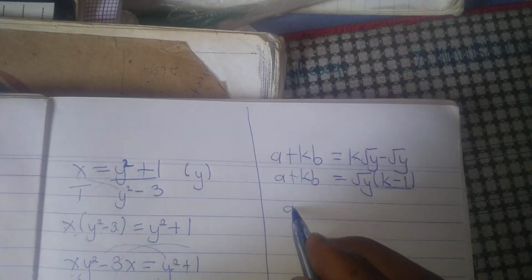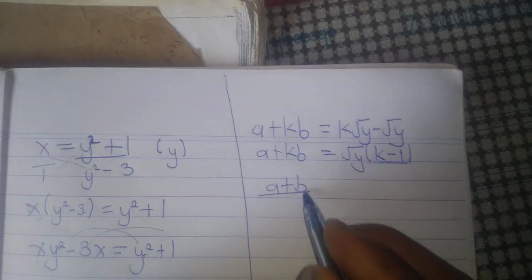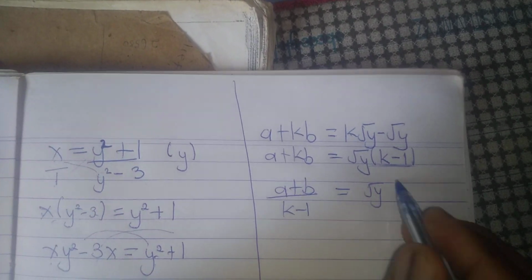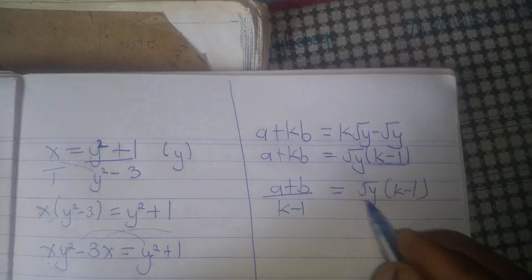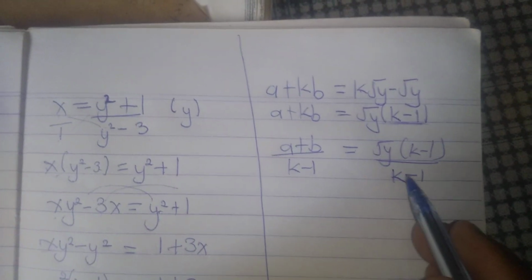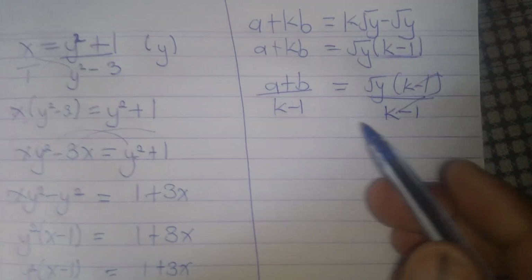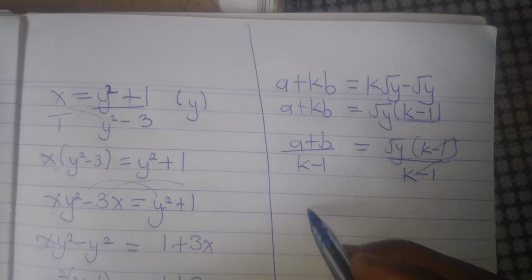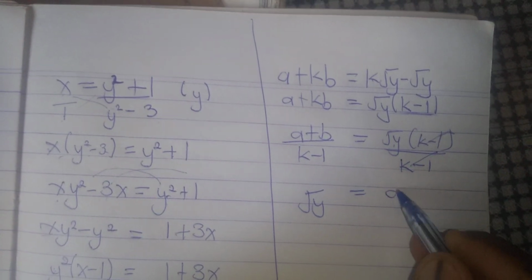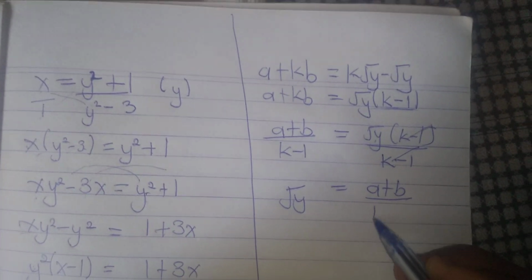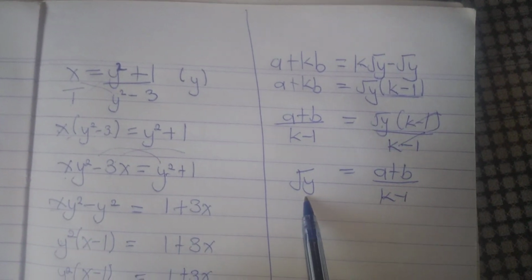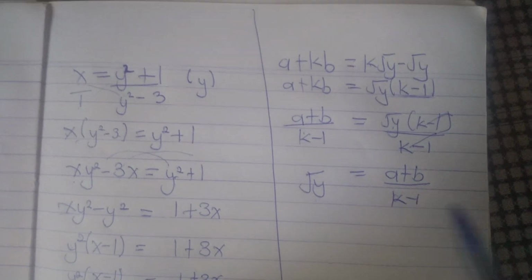So I'll have to divide both sides now by k minus 1. This will also equal root y into k minus 1. Then you also divide by k minus 1. So the k minus 1 here will cancel out. I'll remain with my root y, which is standing here, equivalent to a plus b over k minus 1. I've just brought this one as this. Now I've taken this one as this.